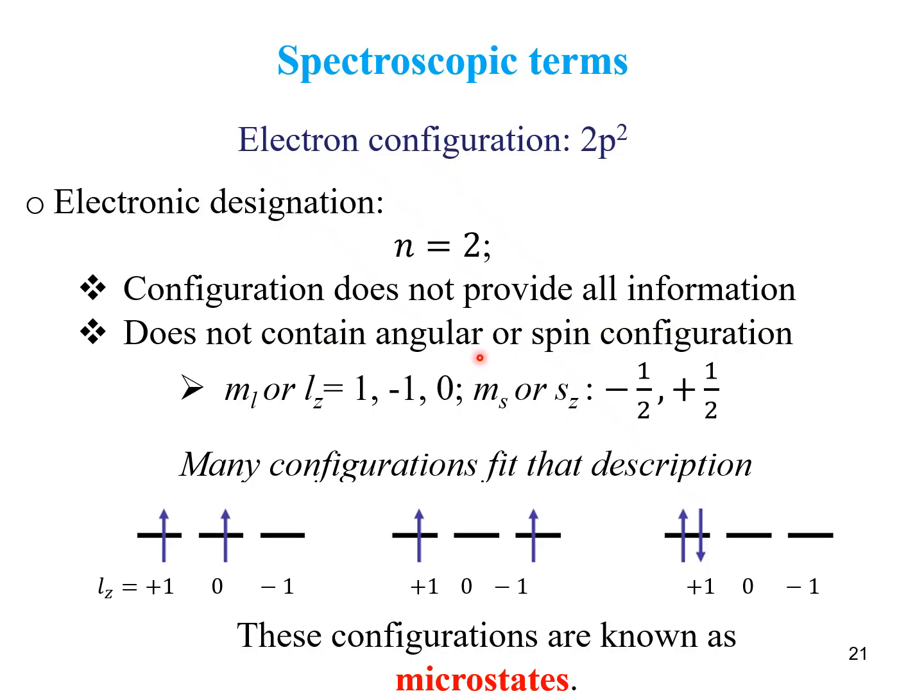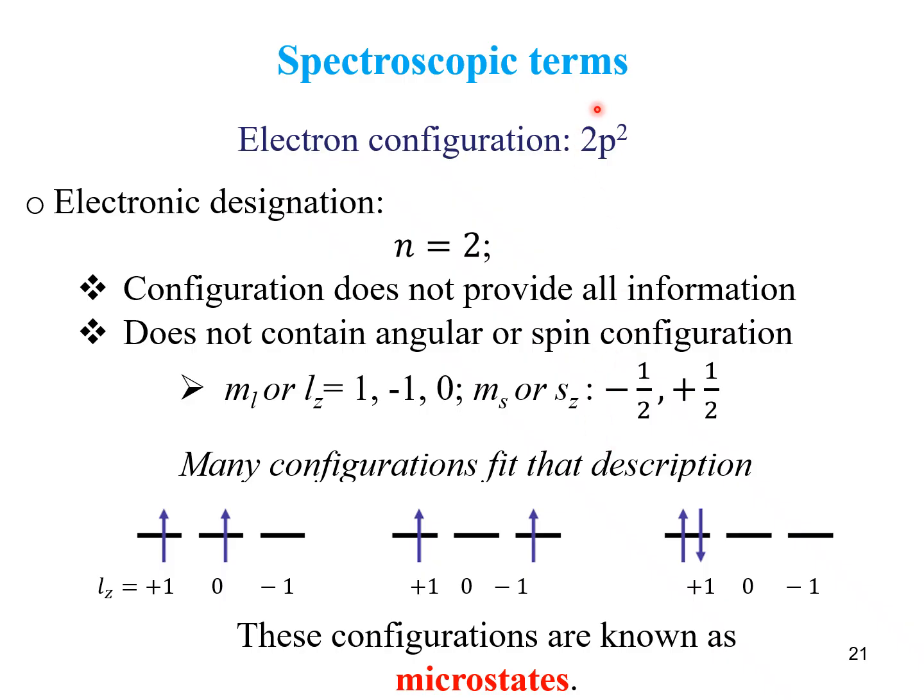For the angular configurations, it involves the angular momentum quantum number with reference to the z-axis, so we have Lz. The Lz for a p orbital can be either 1, -1, or 0, whereas the spin of the electron can be plus 1/2 or minus 1/2.